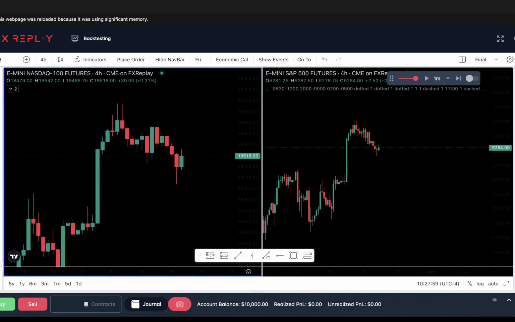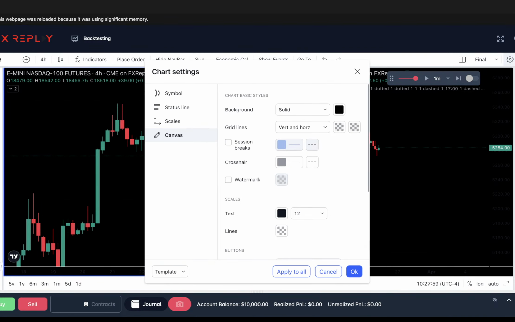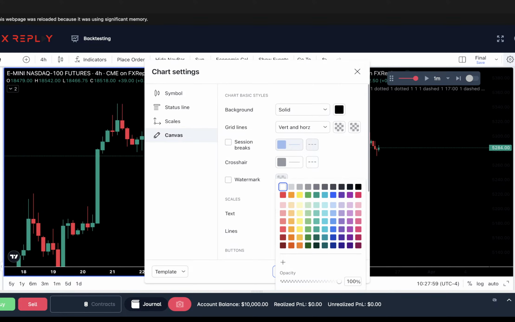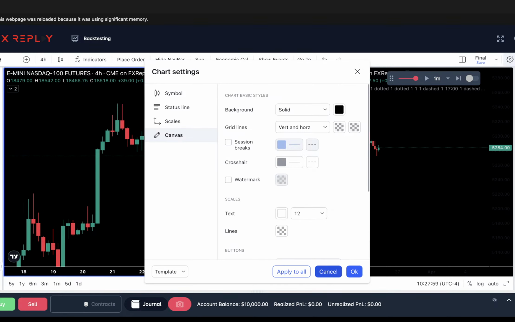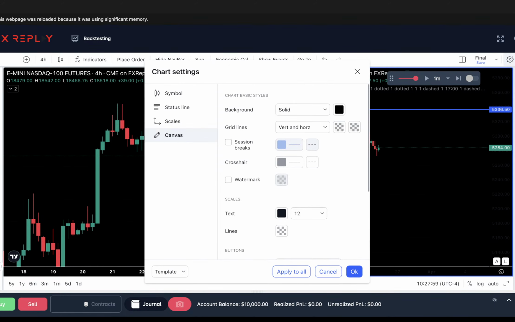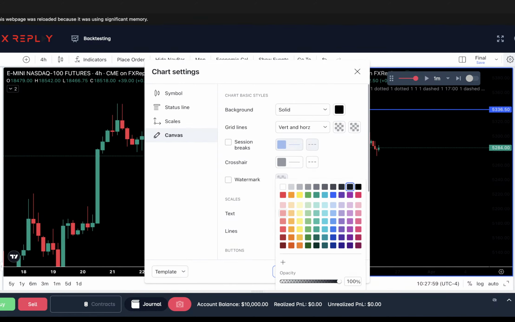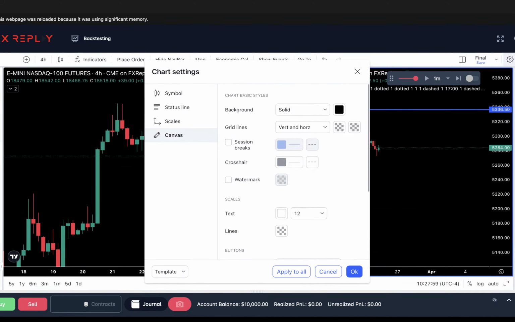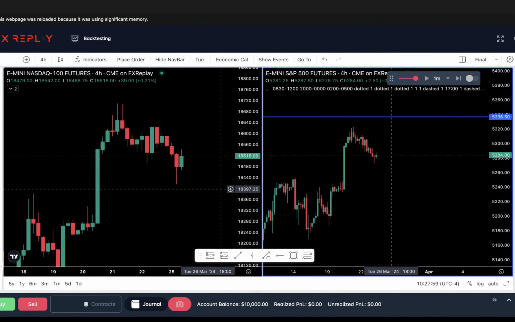I have to do these. I have to fix this whole chart now though. Text should be white. I keep not hitting apply to all. Text white. There we go. I was like, this looks ass.